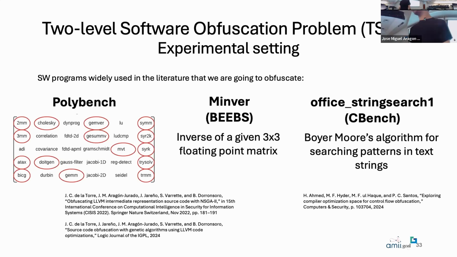And we have also obfuscated the office string search, that is a benchmark inside the Thebench suite that has been used in the related work. So we also can compare, for this specific case, how our obfuscation methodology works for these three benchmarks, and we compare our results with the related works.